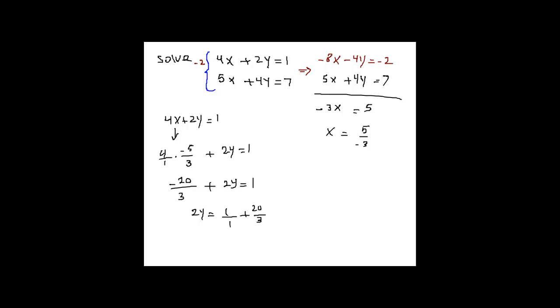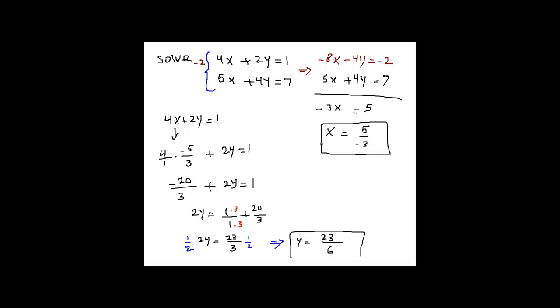Okay, here the LCD would be 3. So you get 2y is equal to 23/3, and then you multiply both sides by 1/2. So solve for y. Everybody see what we're doing here? So y is equal to 23/6. And x is -5/3. Any question on that?